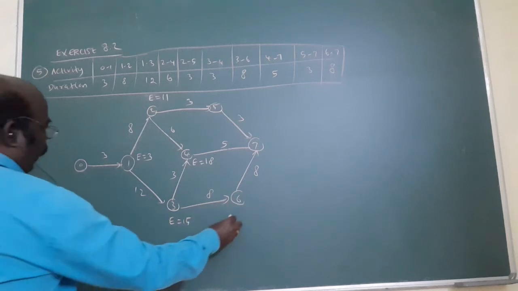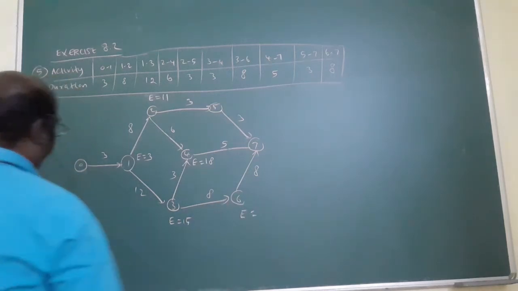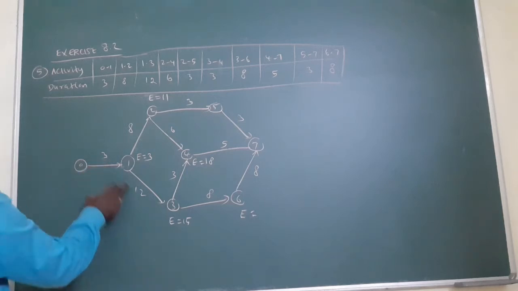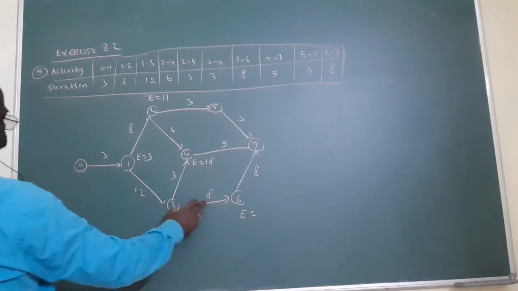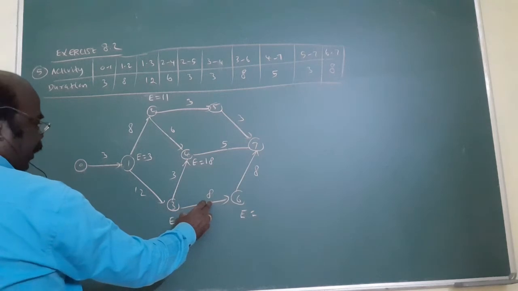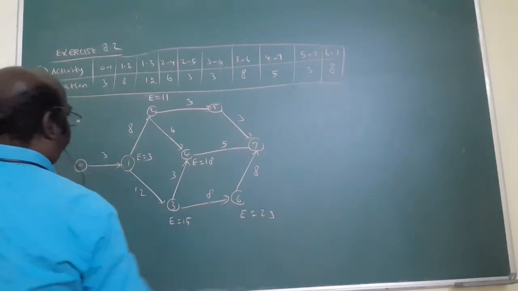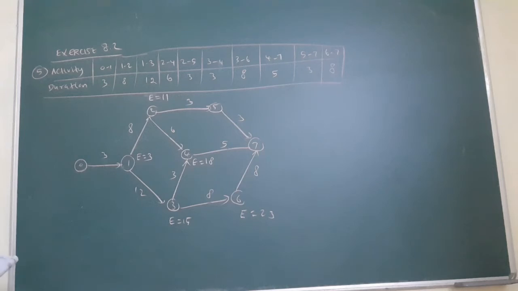Next, E equal to what? Now consider 3 plus 12, 15. 15 plus 8 equal to what? 23. Am I right? 23. Next, again 7. 3 equal to what?